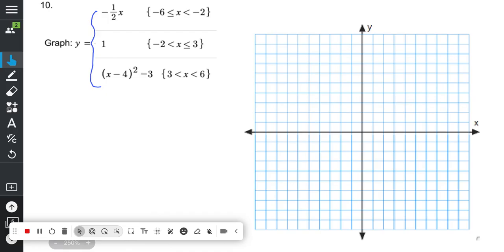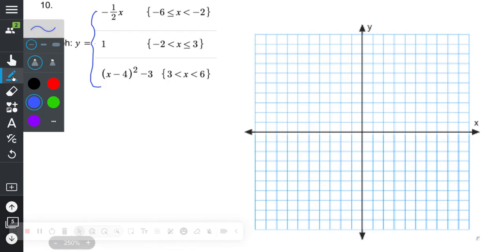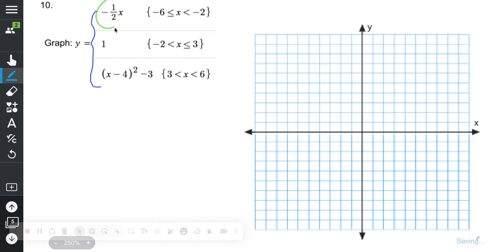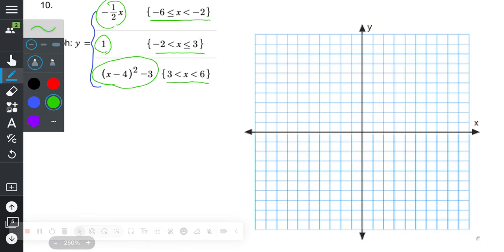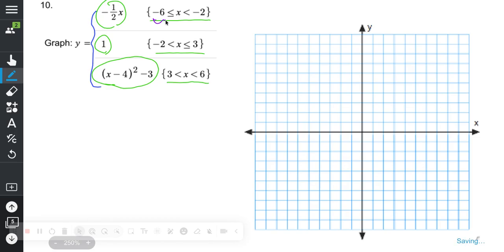My recommendation is that you focus on drawing the functions first. Okay, draw these functions first, and then kind of erase the parts of the functions that don't fit within these domain restrictions, okay? And then last, we're going to look at what you would call the endpoints, the critical points.